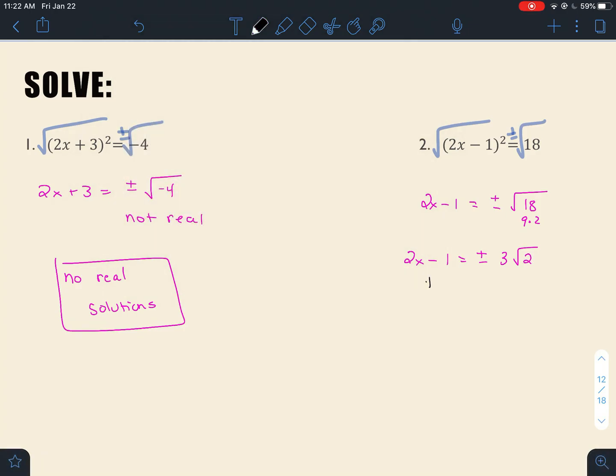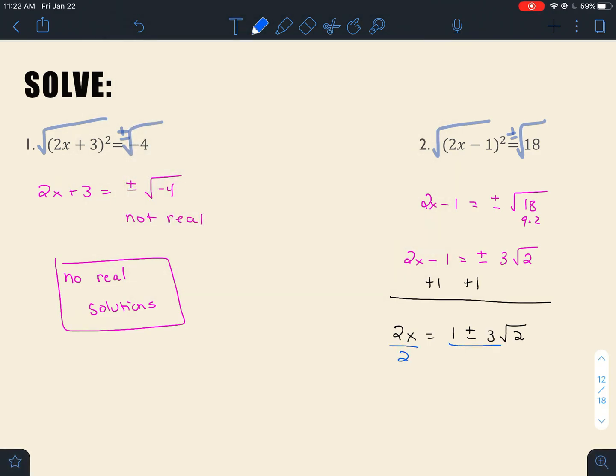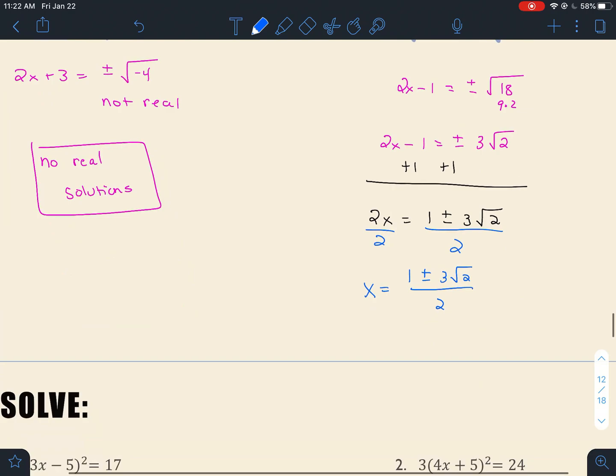And then we have 2 steps to solve, so first add the 1. So I would have 2x equals 1 plus or minus 3 times the square root of 2. And then divide both sides by 2. And we would have x equals 1 plus or minus 3 times the square root of 2 over 2. Or we could write this as 2 separate solutions, x equals 1 plus 3 square root 2 over 2, and x equals 1 minus 3 square root 2 over 2.